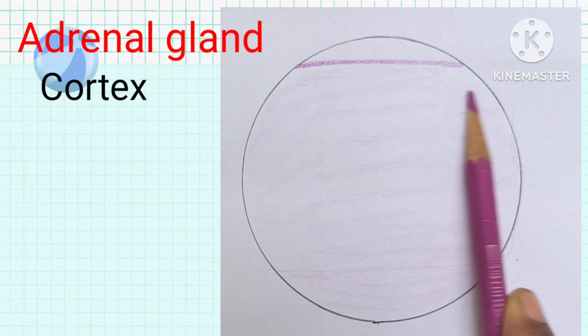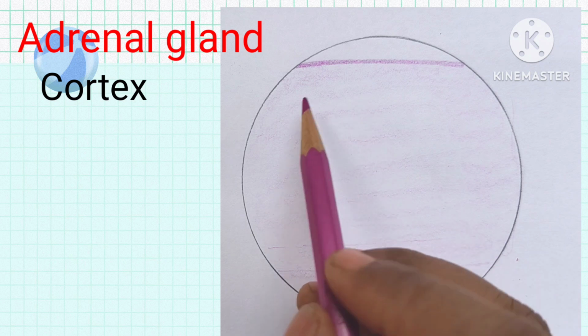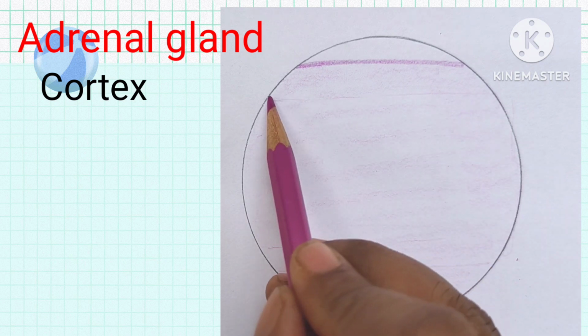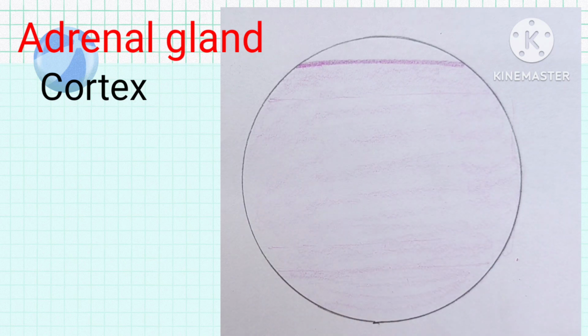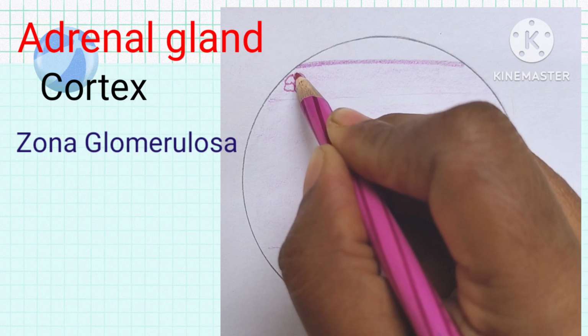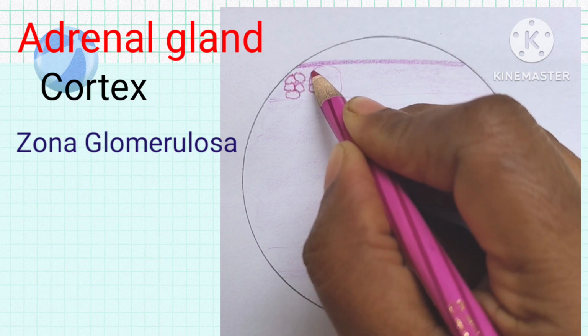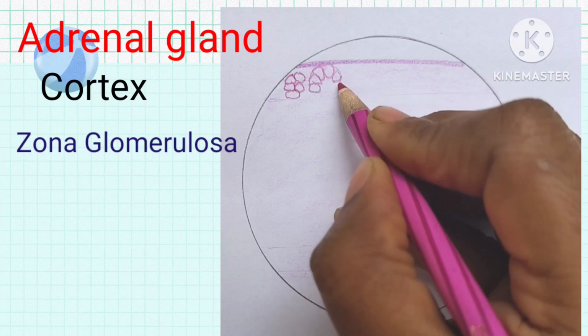The cortex is a steroid secreting portion which constitutes around 90% of the gland by weight and is mesodermal in origin. So the majority we are drawing is the cortex. Within the cortex again we have three zones. One is the zona glomerulosa, which constitutes about 15%, then the zona fasciculata, the majority at 80%, and the zona reticularis, 5 to 7%. We will have roughly an idea how much to draw each zone.